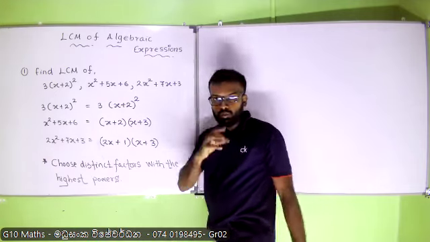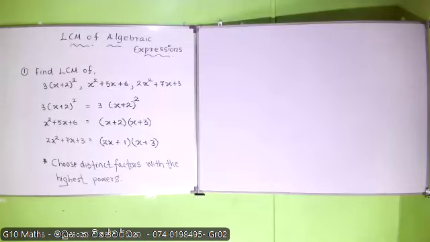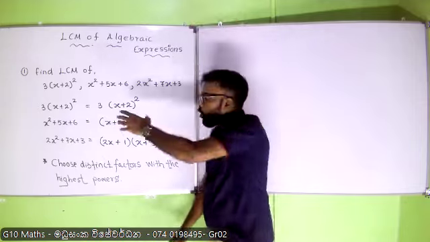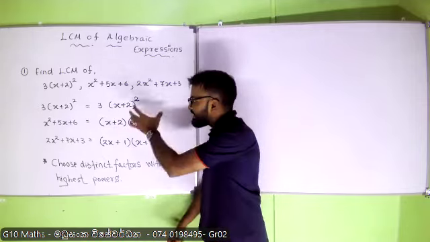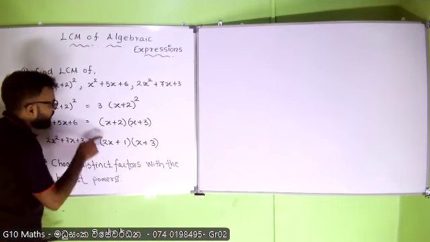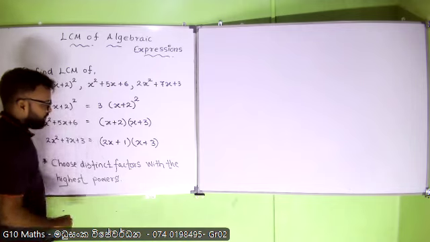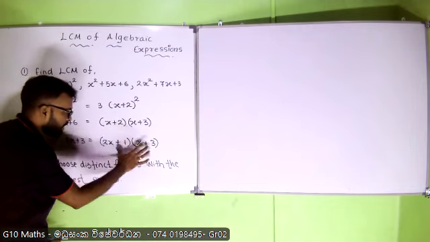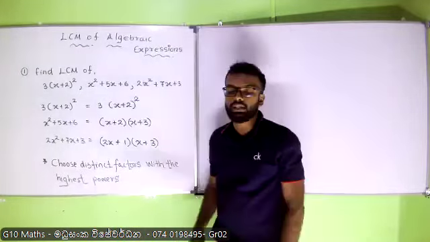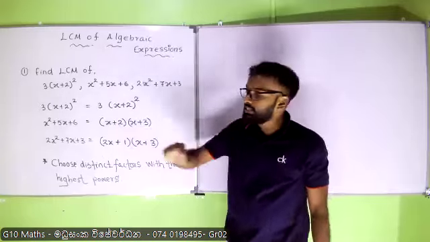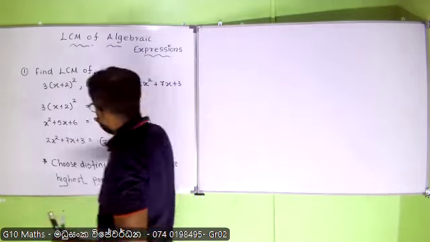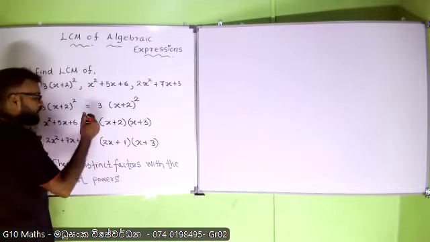Now look at the board. I am going to highlight the distinct factors with the highest powers. Here I have a factor 3, but in the other two we do not have 3. So 3 is a distinct factor. I am going to pick it, and it is the highest power of 3, 3 to the power 1. So I will highlight it.